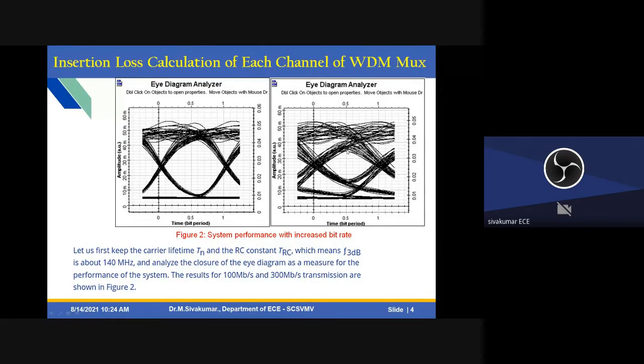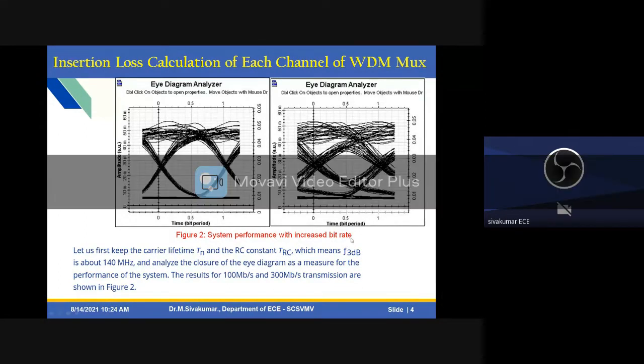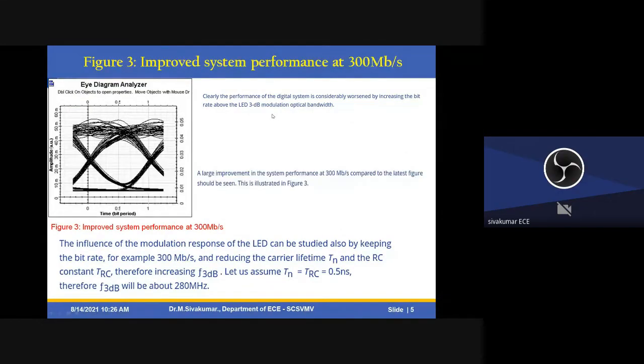This is the eye diagram analyzer scope. Here the system performance with the increased bit rate means 100 to 300. This is 100, this is 300. The next one is the final one, improved system performance: how to improve the system performance with 300 MB per second data transmission.